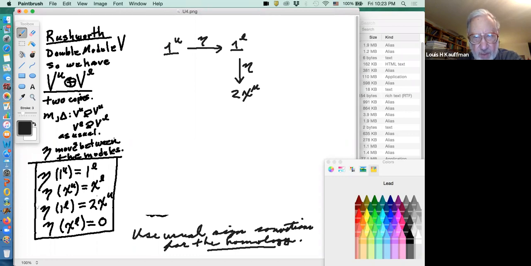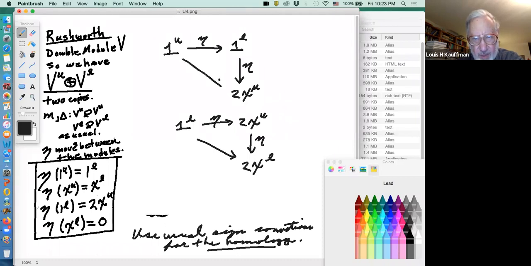If you had a lower and you applied an eta, then you would get twice x upper, and then you would apply the eta, and you would get twice x lower. And so you see, those are exactly what you wanted in the double eta composition around the square.